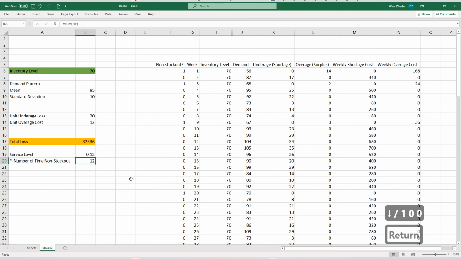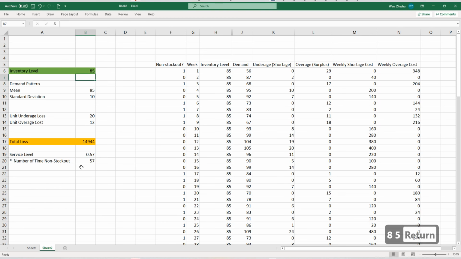So only 12% of the time there's no stockout. I would say customers are pretty unhappy in this case. But let's step back to see whether this conclusion makes sense or not. You see the mean is 85. So most of the time the demand will be around 85, but we're picking an inventory level that's very little, which is 70. So what if we pick 85?